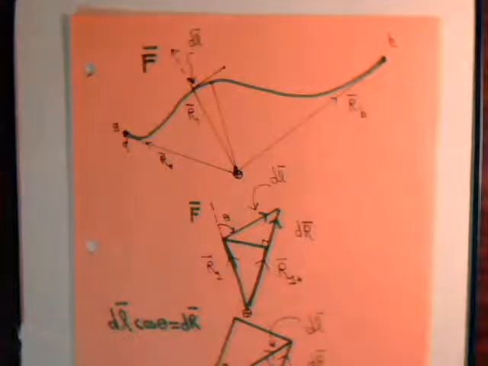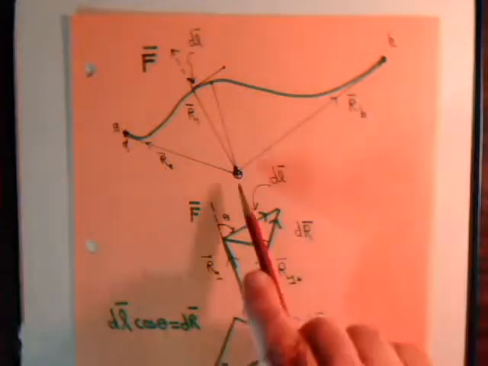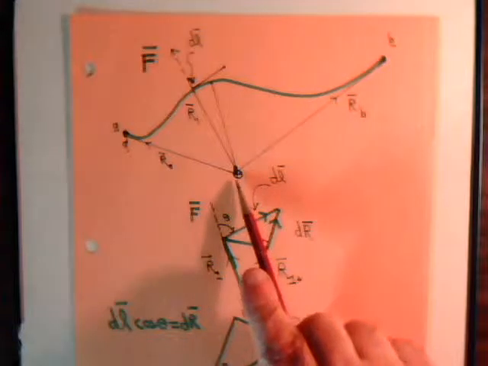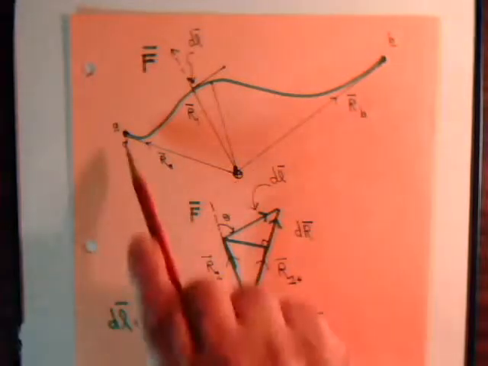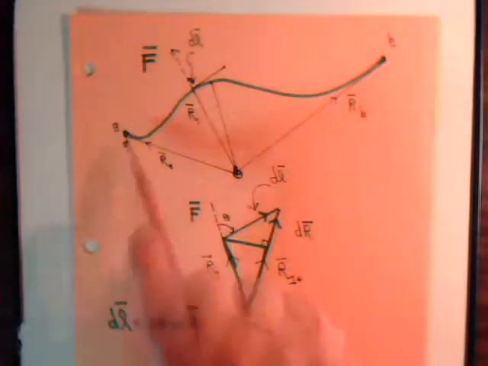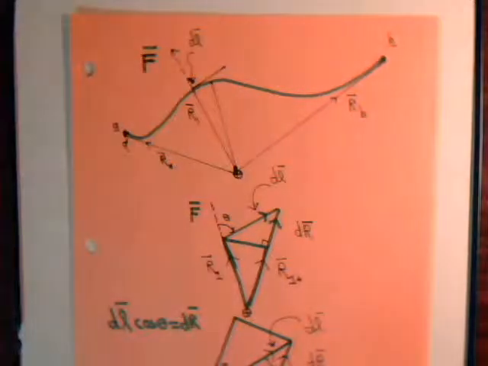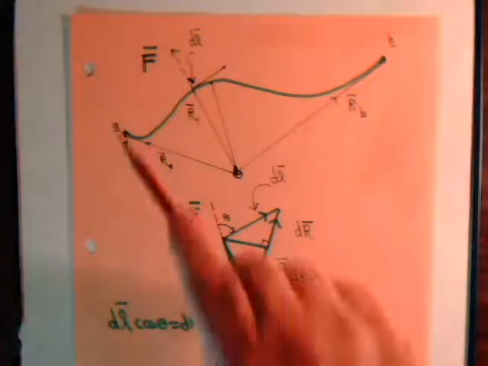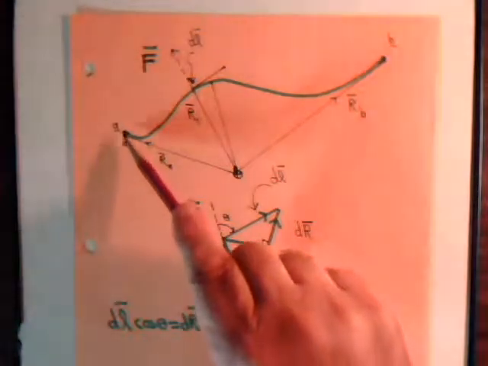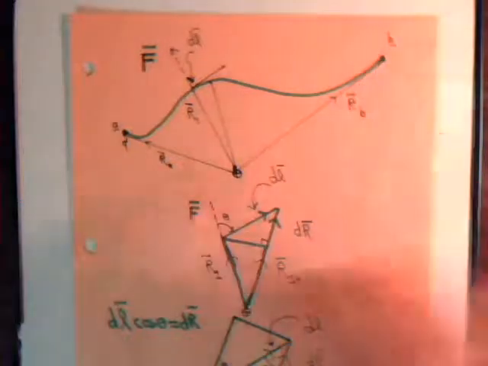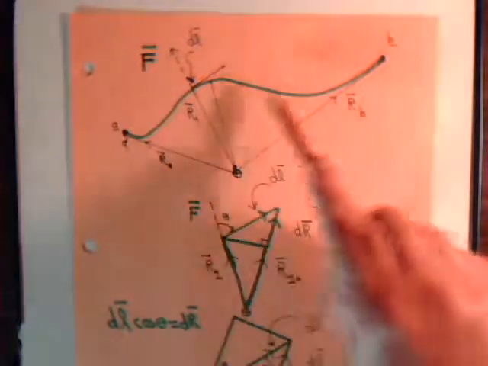And to get us started, let's pretend that we have an isolated positive charge here, and then out here we have a test charge, also a positive charge, and this test charge is going to be moved from point A to point B along this path.